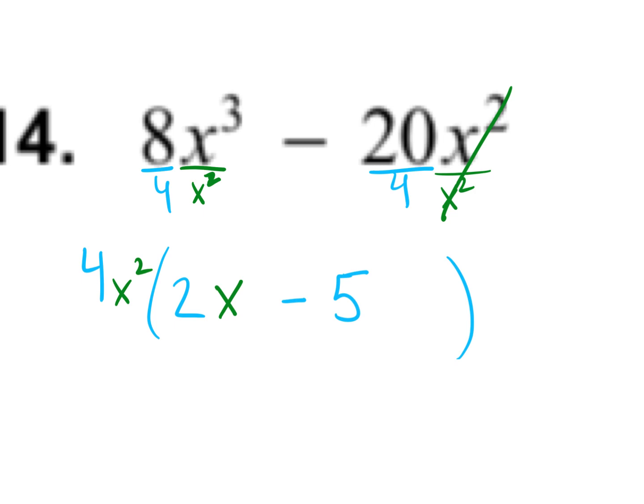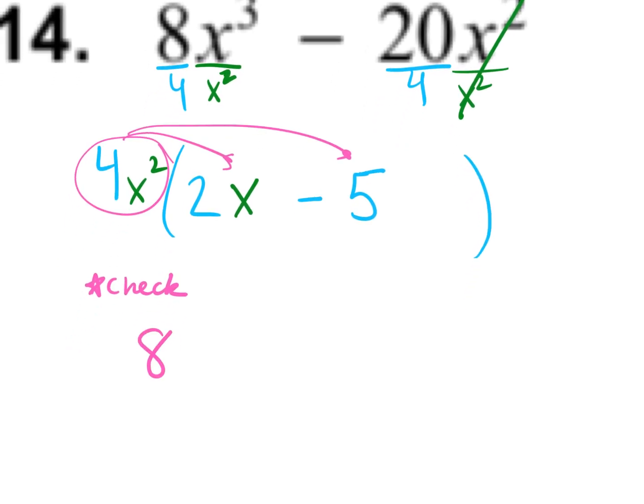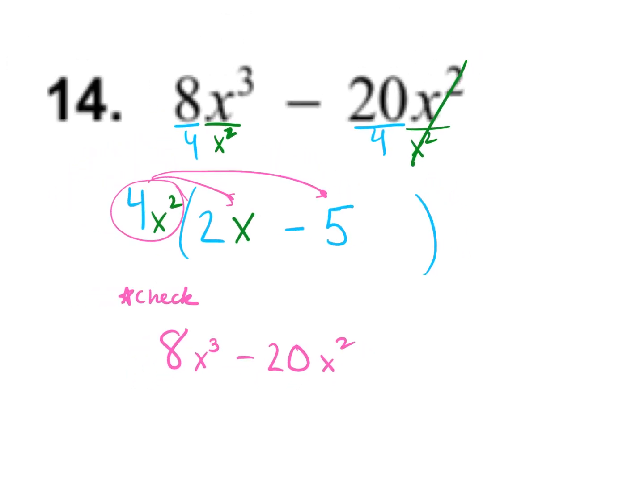Is there a way that we could check our work? We could FOIL, but here we only have 1 term on the outside, so we could just distribute. What's 4x squared times 2x? What's 4 times 2? 8. And what's x squared times x? X to the third. What's 4 times negative 5? Negative 20. And then we have x squared. Is this the same thing as the question that we started with? Yep. So you can always check your work by distributing.